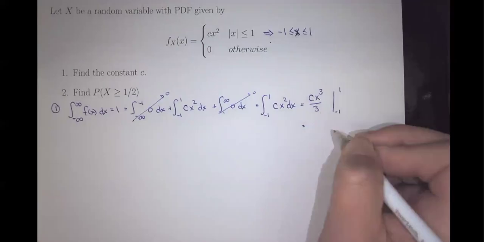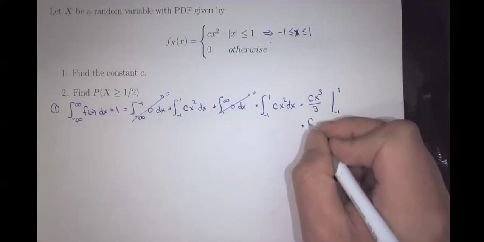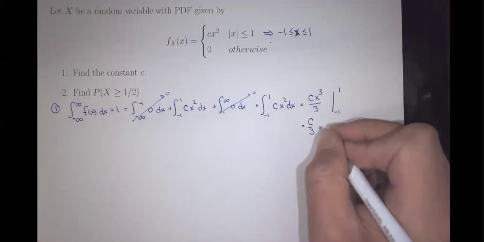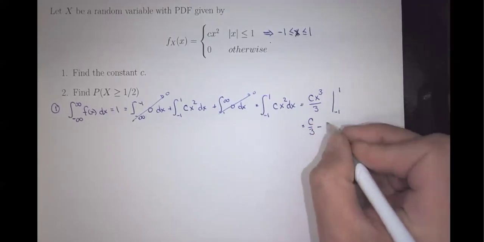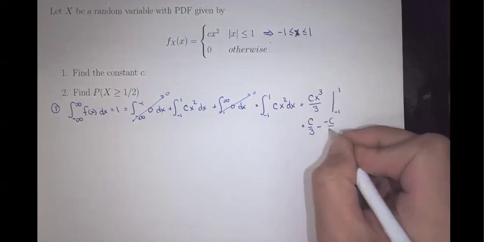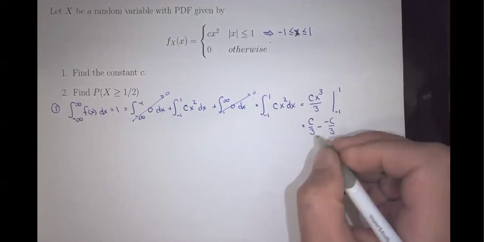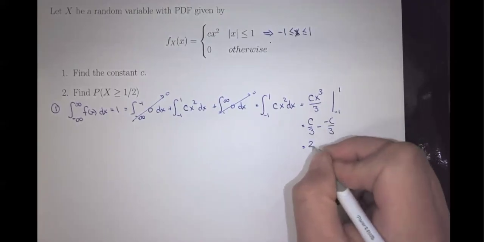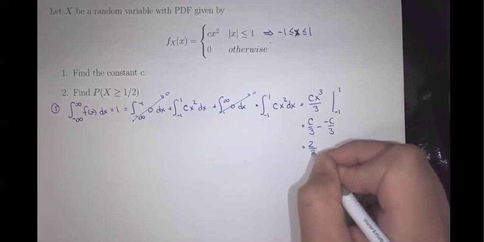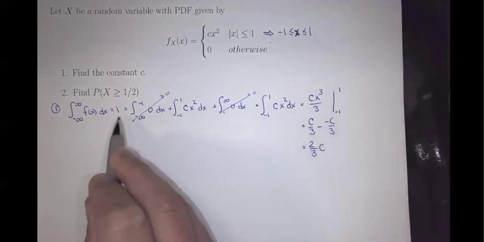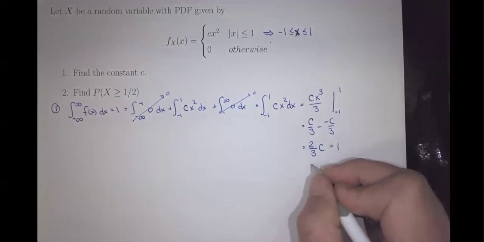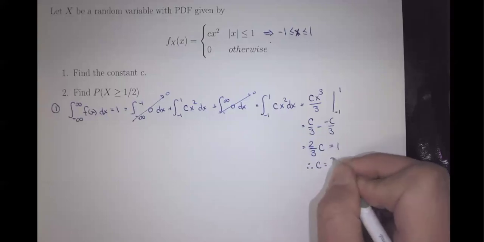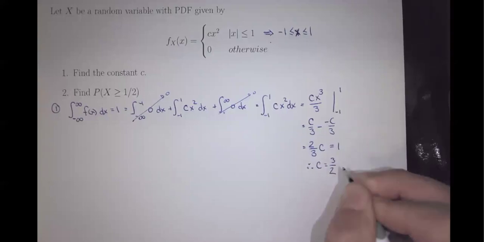And so we get c over 3 minus, plug in -1, a negative c over 3. So this is 2c over 3. And of course, it's equal to 1. So c needs to be 3/2.